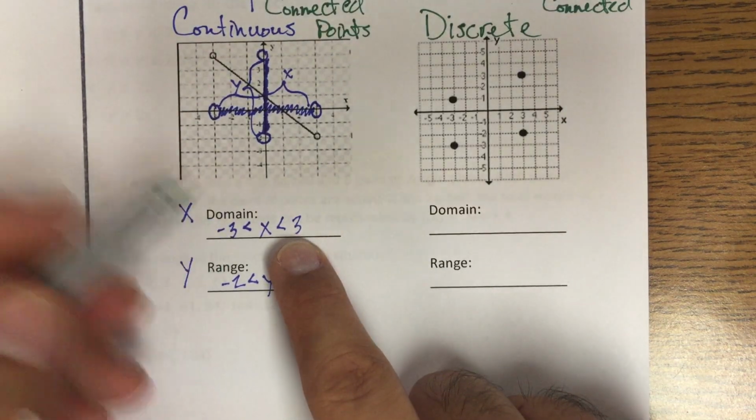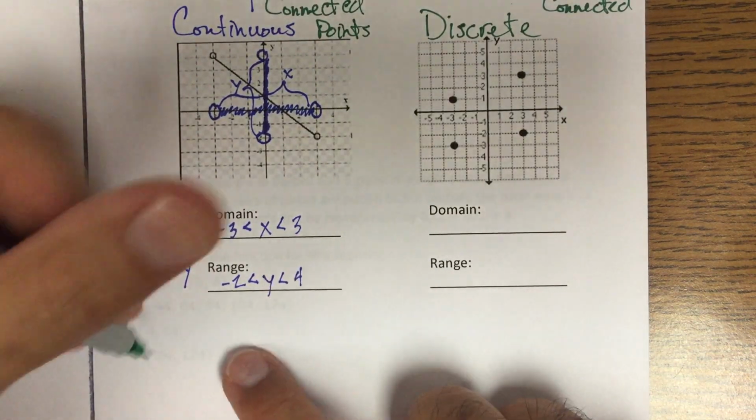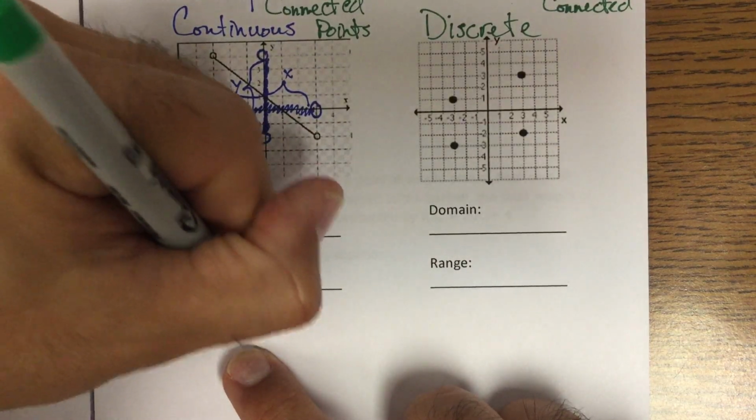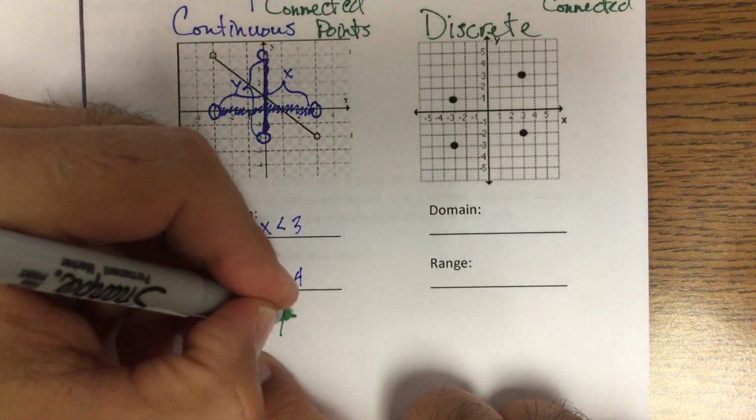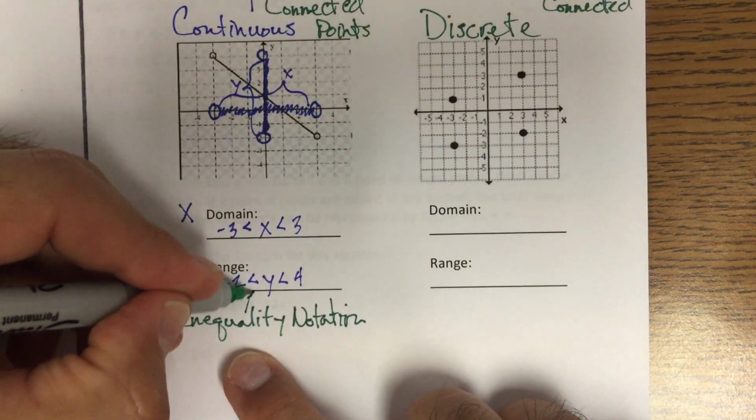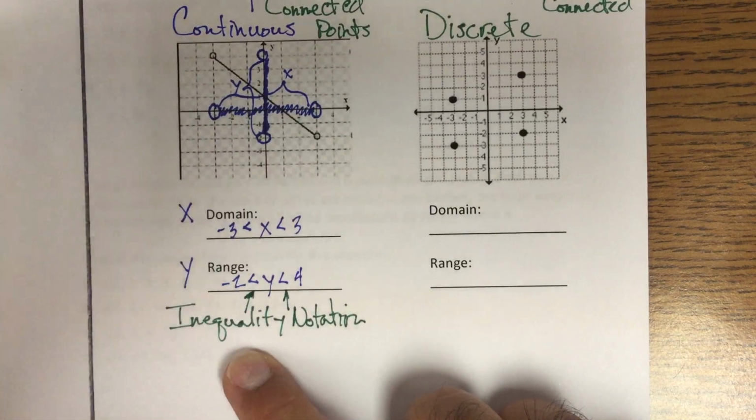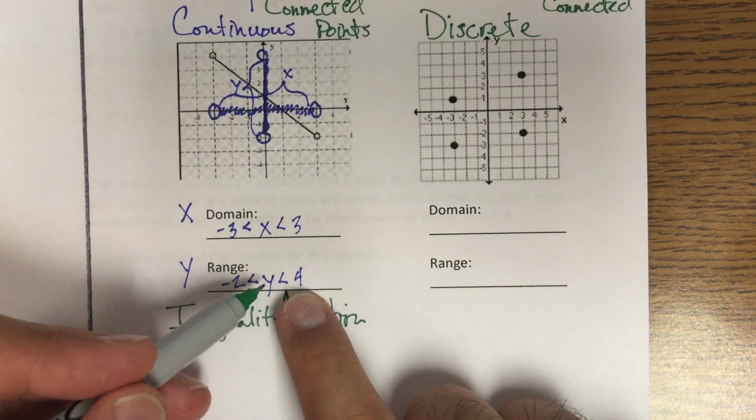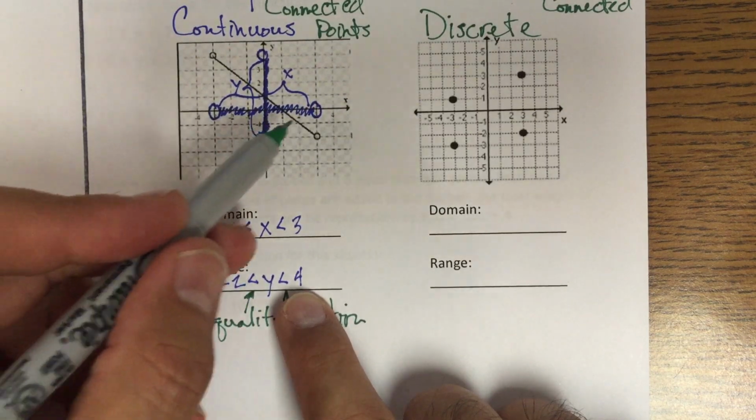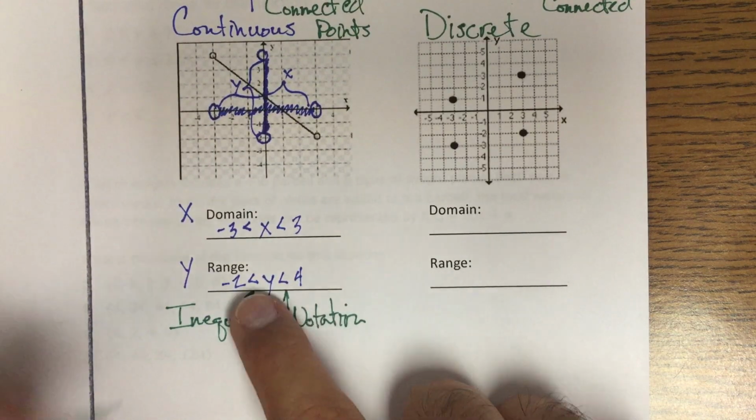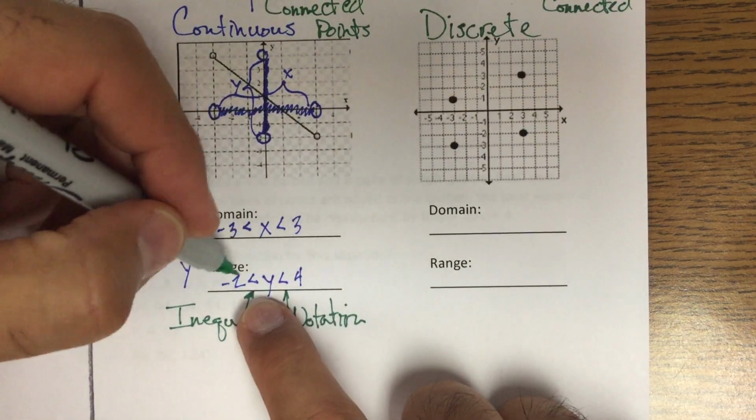These inequality symbols, and by the way, when we have a continuous graph, we use inequality notation because we have to use inequalities. The inequalities help us understand that I'm talking about all of the infinite number of points between -2 and 4. Let's talk about all the points that are in between -2 and 4.